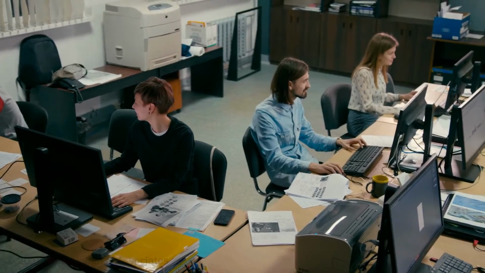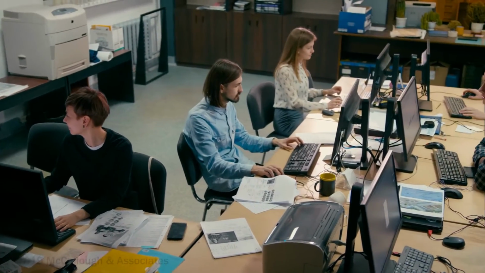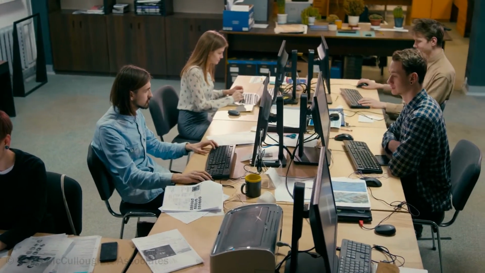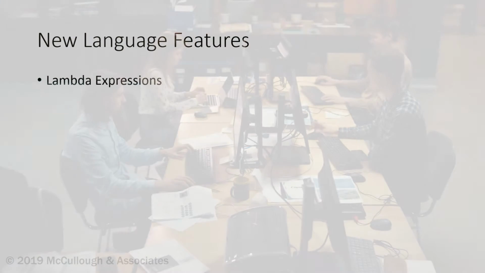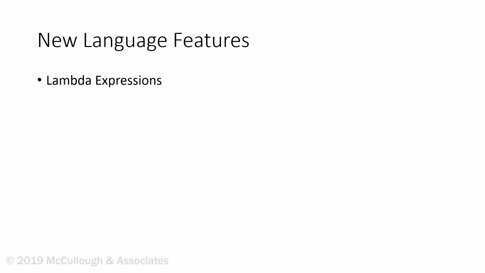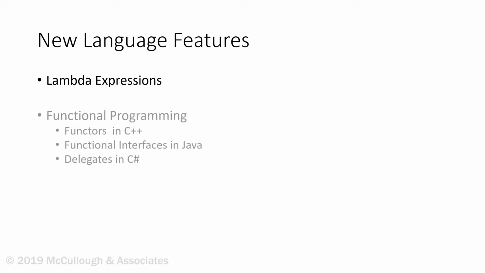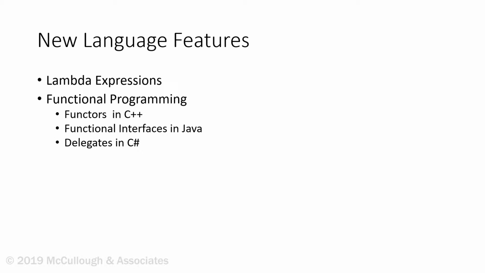Now, over the last few years, we've seen a lot of new language features show up. Whether you're programming in Java or C++ or C#, we've seen lambda expressions show up. This is to support the idea of functional programming, starting with C++ version 11, the introduction of functors, starting in Java version 8, functional interfaces. And C# has had delegates for quite a while, as well as lambda expressions. These are all concepts to support functional programming.